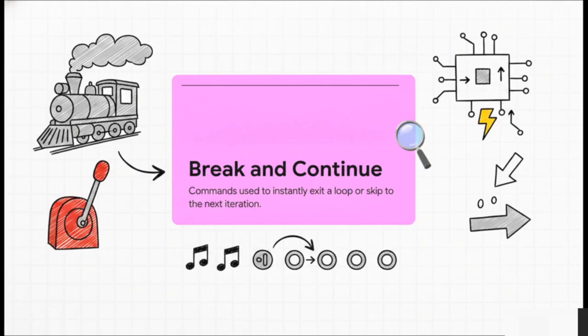Continue, on the other hand, is a bit softer. It's like the skip button on a playlist. It stops the current iteration right in its tracks and jumps straight back to the top of the loop to evaluate the next cycle. They're incredibly useful shortcut tools for keeping your code efficient and, more importantly, safe.